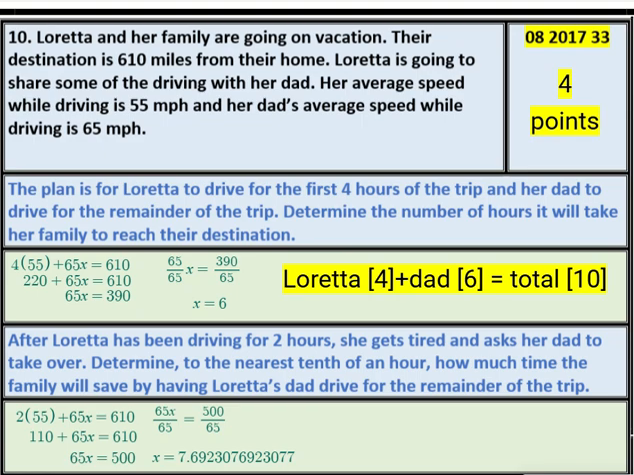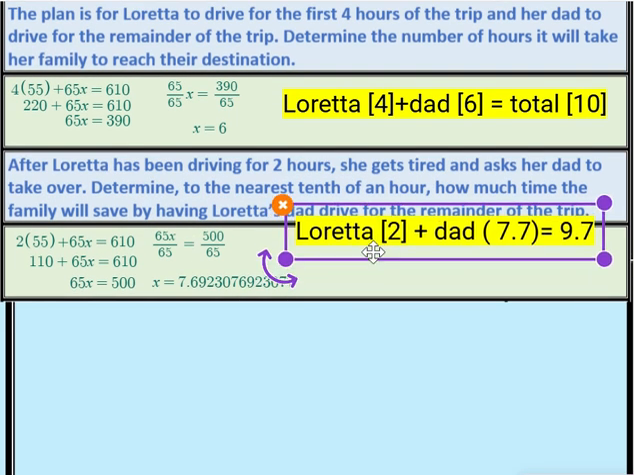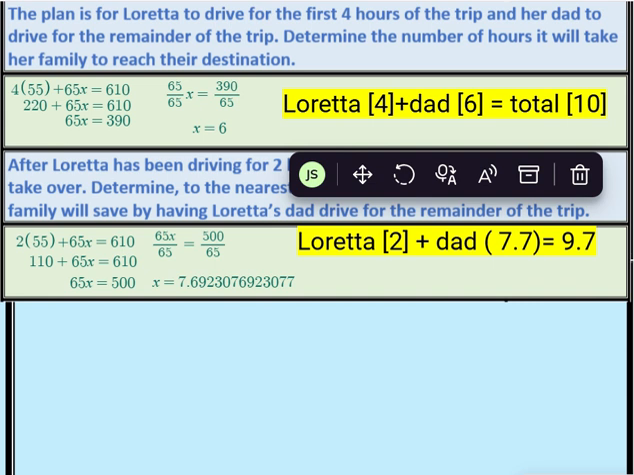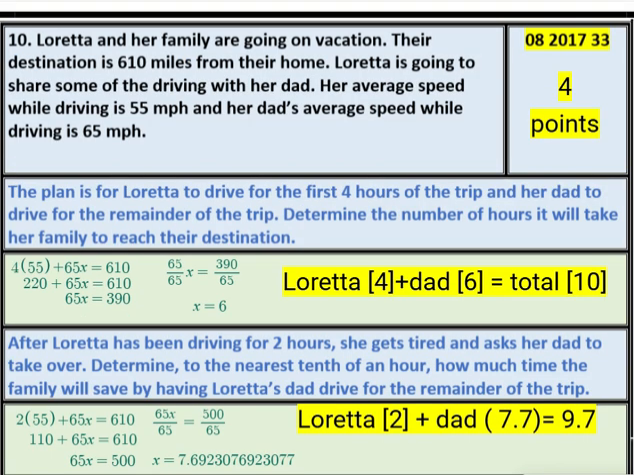that we can actually round to 7.7. So Loretta drove 2 hours and Dad drove 7.7 hours for a combined total of 9.7 hours for the trip.